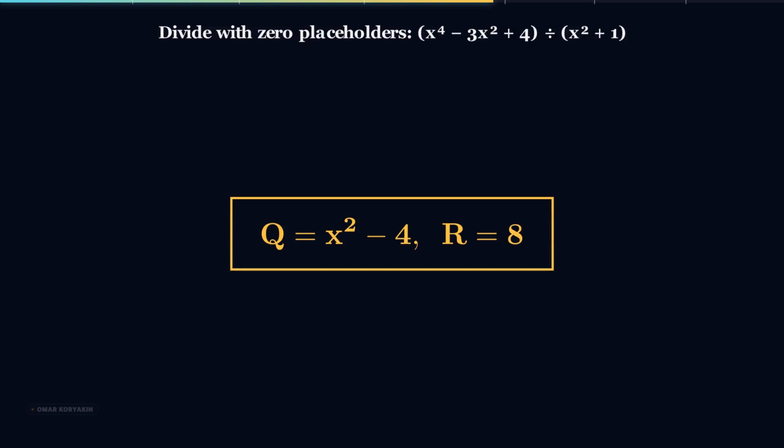The big lesson from this example is that zero placeholders for missing exponents are essential whenever the dividend has any gaps in the exponent sequence. Skipping placeholders breaks column alignment and almost always corrupts the result. Inserting them costs nothing and makes the algorithm robust.